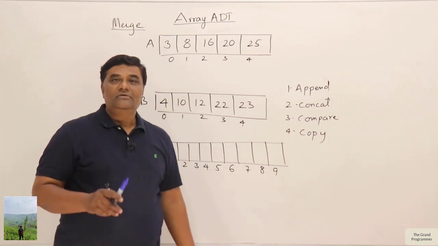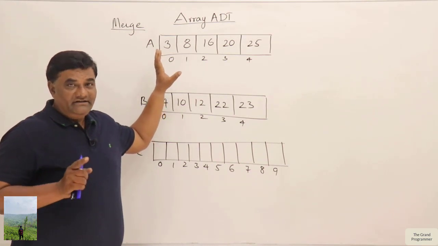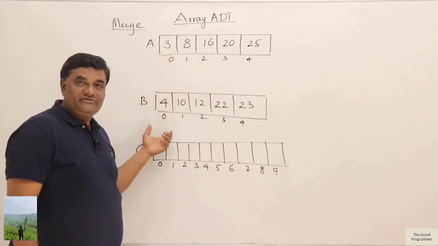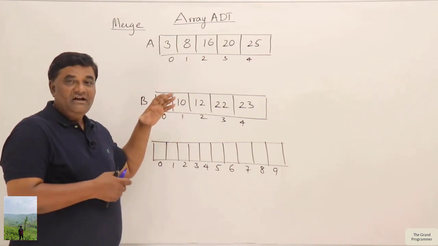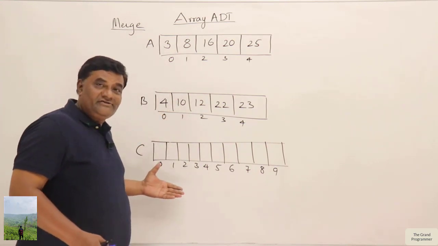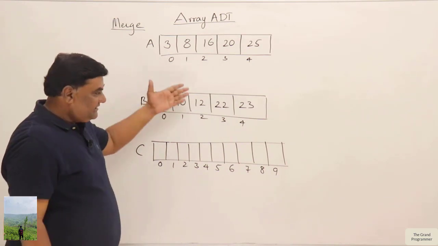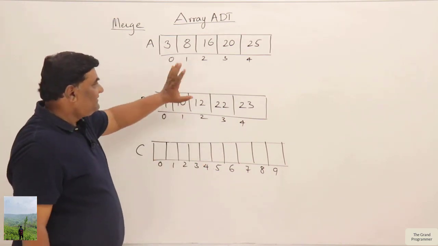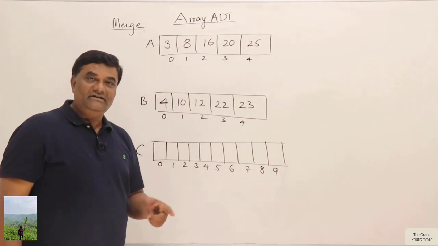Now likewise we have merge. Now let us see what is merging. Merging can be done only on sorted lists. So the first array is sorted and the second array is also sorted, and we have to combine these two arrays and get a single sorted array. And for merging, we definitely need a third array. We cannot combine and store only in A or only in B. We need one more array, let us say C.